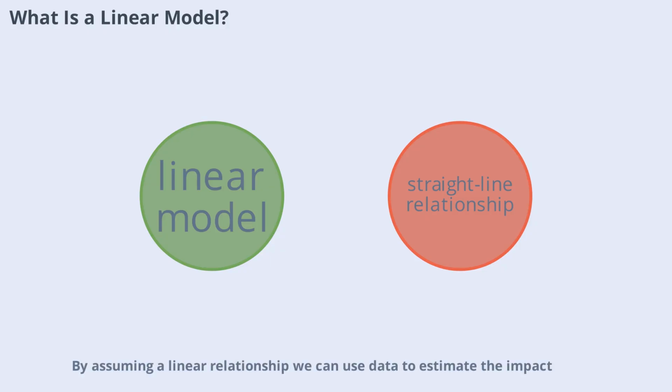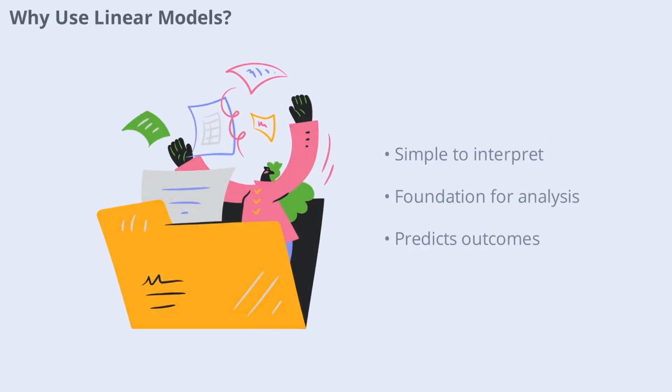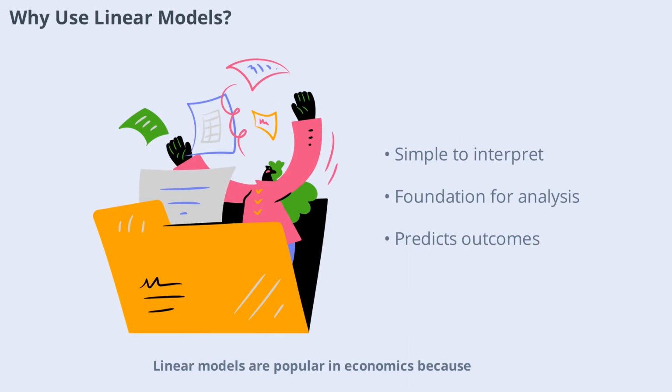By assuming a linear relationship, we can use data to estimate the impact of changes and guide policy or business decisions. Linear models are popular in economics because they are straightforward and easy to interpret. They allow us to quickly see how variables are related and to make predictions about future outcomes. For example, if we know how much consumer spending increases with each dollar of income, we can forecast economic growth. Linear models also serve as a foundation for more complex analyses. Even when relationships are not perfectly linear, starting with a linear model helps us understand the basic dynamics before moving on to more advanced techniques.